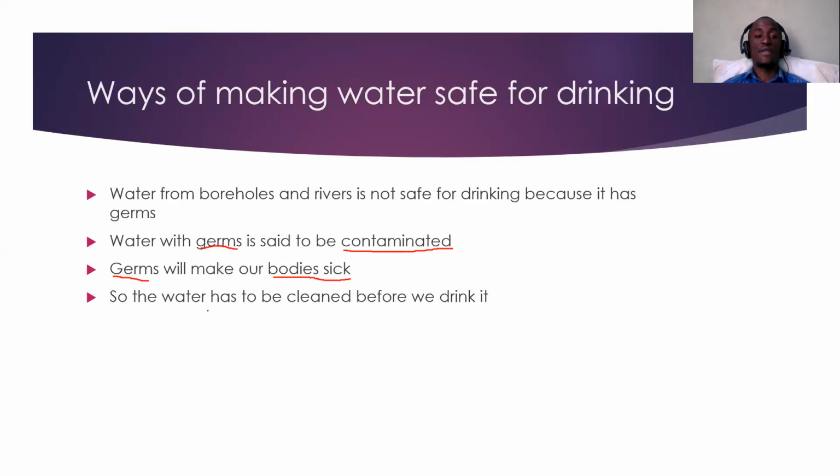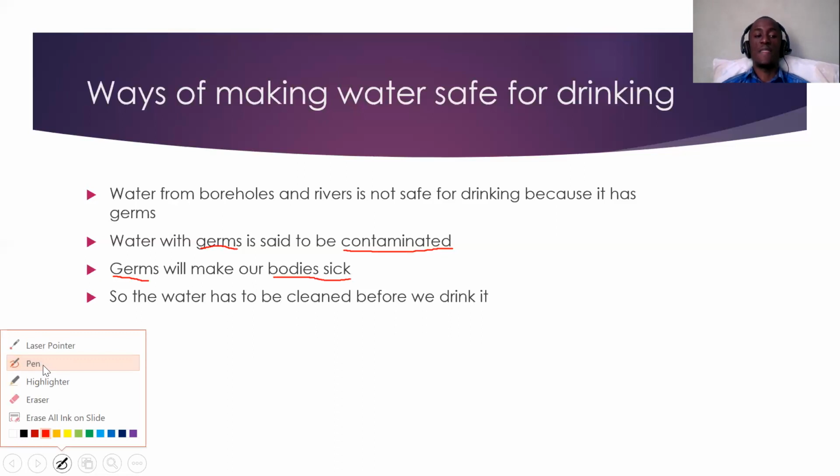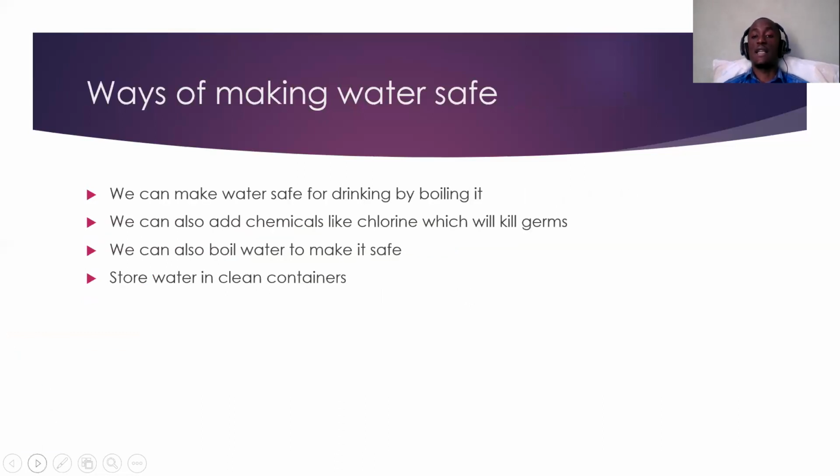So the water has to be cleaned before we drink. If you get water from a borehole or a river or rainwater, you have to clean that water before you use it. And what are some of the ways in which we can clean this water? We have got 3 ways in which we can treat or clean contaminated water. Watoto nimesema contaminated water ni nini? I've said that contaminated water is water with germs. And this water is not safe for drinking. So we have to make that water safe by the following ways.